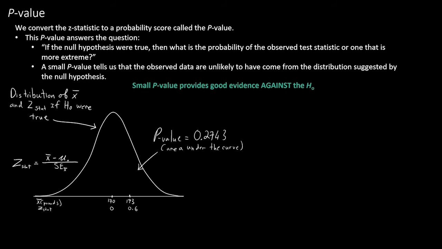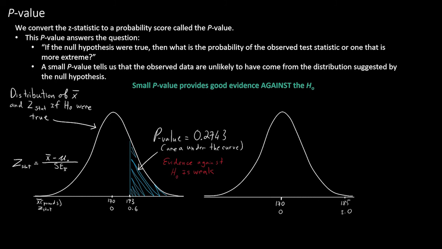So this p-value of 0.2743 is the area under the curve, and we shade it in, that looks like this. This essentially indicates that a result this extreme will occur 27.4% of the time when the null hypothesis is true. Since this isn't very surprising, the evidence against the null hypothesis here is weak.